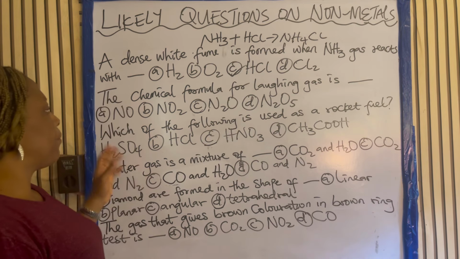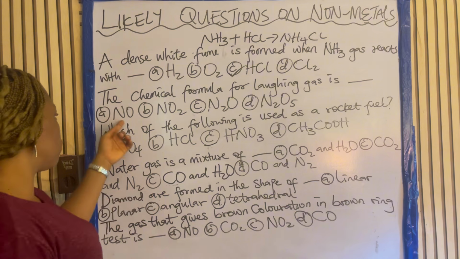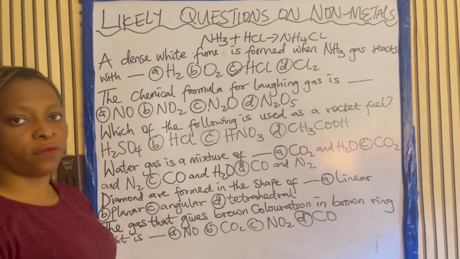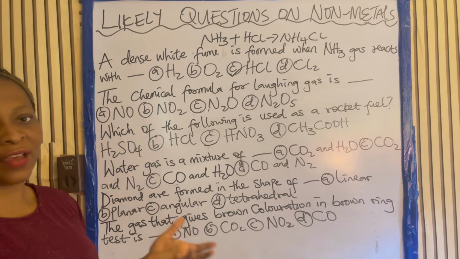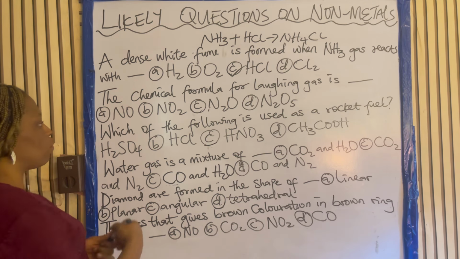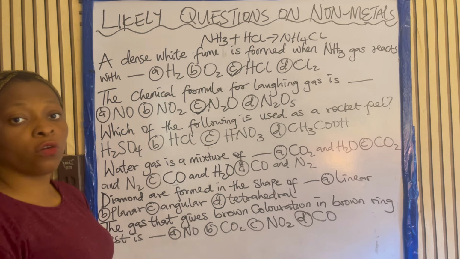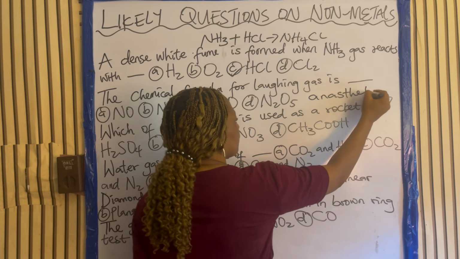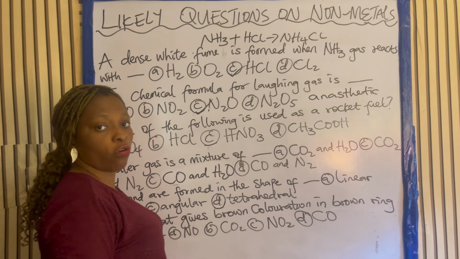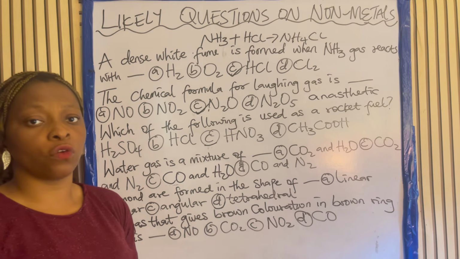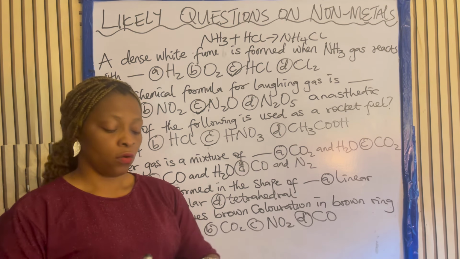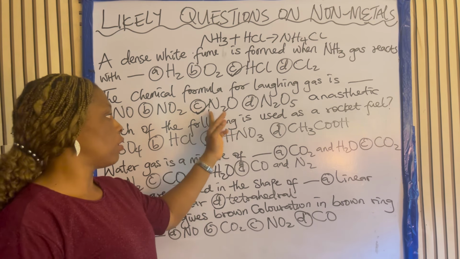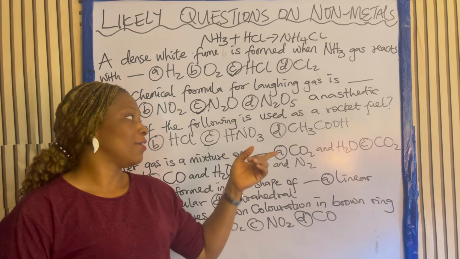The chemical formula for laughing gas is nitrogen 2 oxide, nitrogen 4 oxide, nitrogen 1 oxide, or nitrogen 5 oxide. So which one is laughing gas? The laughing gas here is nitrogen 1 oxide. I also want us to know that this nitrogen 1 oxide acts as an anesthetic. Anesthetic is a drug you give to people that want to undergo surgery in order to numb their pain, or to make them not feel the pain. We refer to it as anesthetic. So nitrogen 1 oxide, aka laughing gas, is an anesthetic.